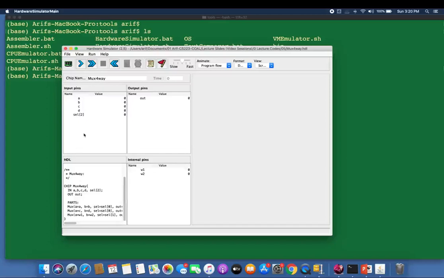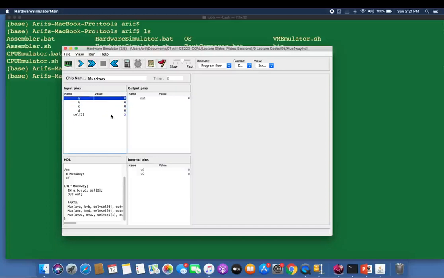Observe the input pane as well. We have the 4 input pins A, B, C, and D, and the 2 selection bits over here, 0. Let me change the value over here. Remember, this is a decimal representation, so I have written a 0 over here. I can write 1, I can write 2, and I can write 3. So this is a 2-bit number.